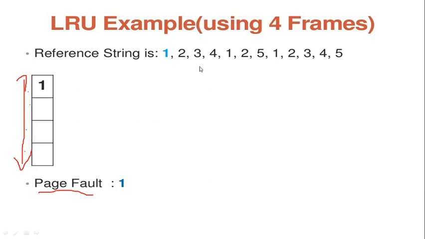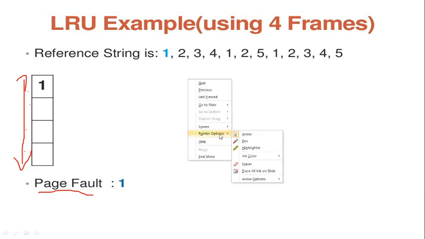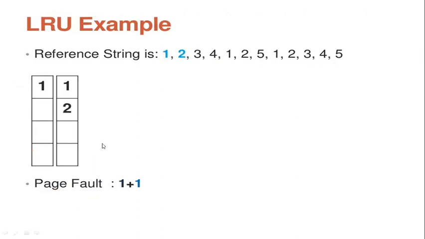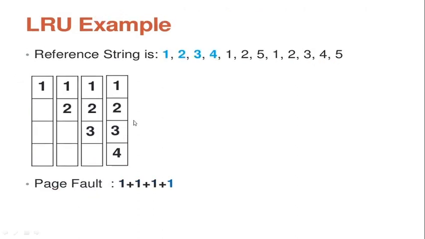Suppose we have 12 page references: 1 2 3 1 2 3 4 5 6 7 8 9 10 11 and 12. As you can see here, we have 4 frames. So the first 4 pages will be inserted into the frames, which will increase the page faults.